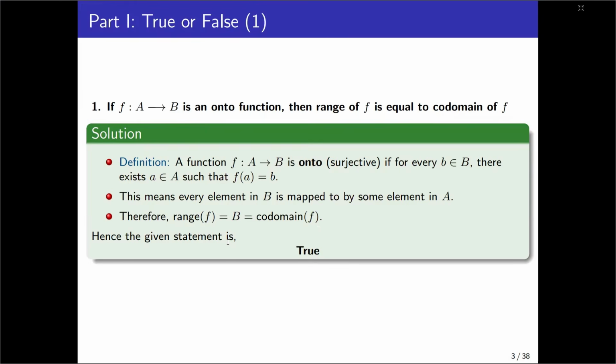That means if the function f from A to B is an onto function, or simply surjective, then the range of the given function must be B, which is the codomain of the given function. So the first statement is true.